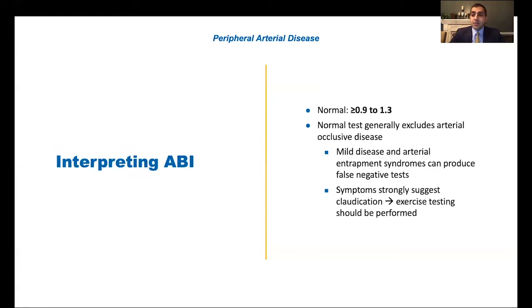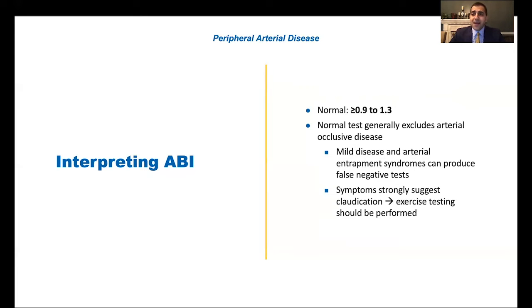There are three tertiles that the values are divided into, and this is more for details for the medical professionals, and for the rest of us, I will also generally summarize it. So it's values above 1.4, values between 0.9 and 1.3, and then values below 0.9. So normal is values between 0.9 and 1.3. And this is usually the case, but there are some conditions that can throw our results off and create false negatives. And that's when we have extensive mild disease or arterial entrapment syndromes.